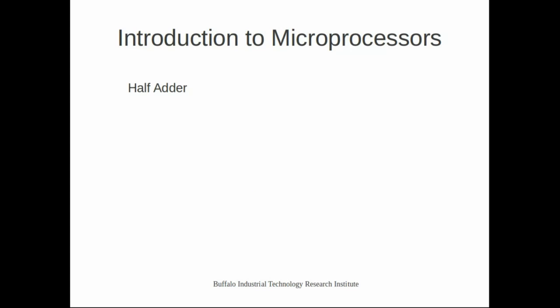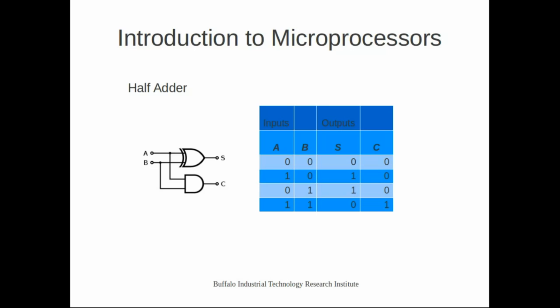One such is half adder. Half adder adds two inputs. It has an XOR and AND gate. An XOR gate represents the sum and the AND gate represents the carry. The truth table for half adders looks like this.